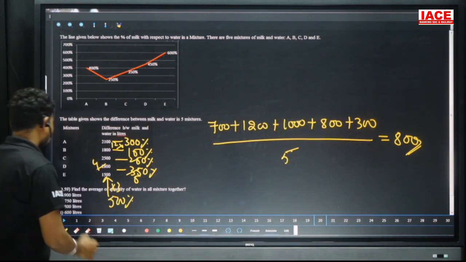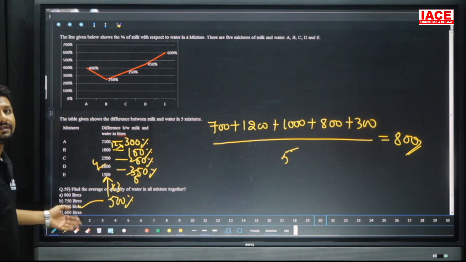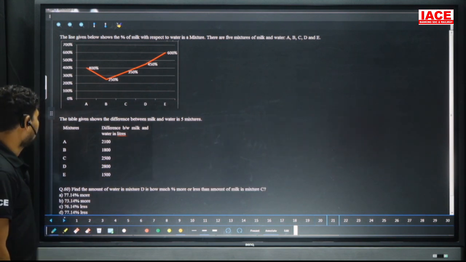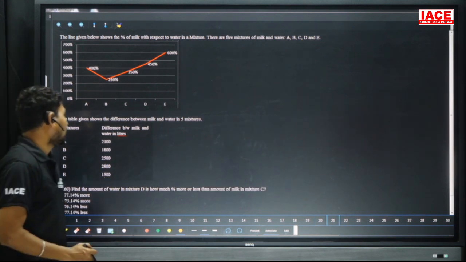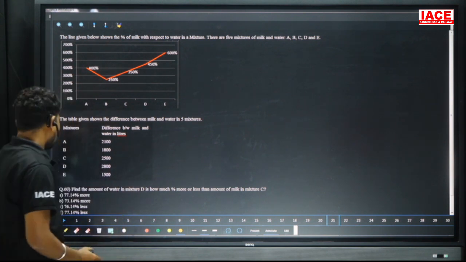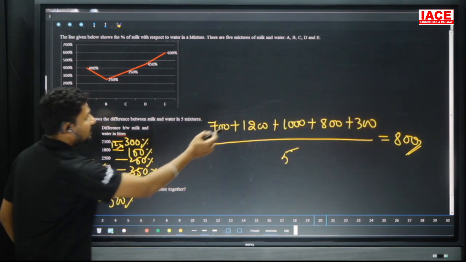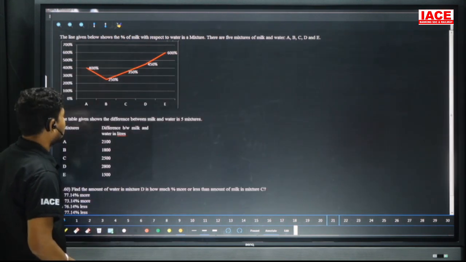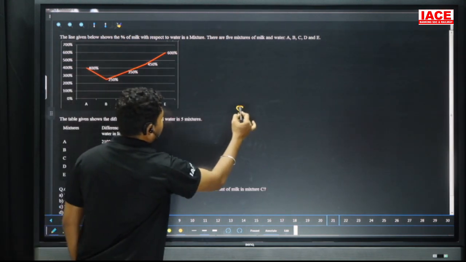Water average is how many liters? 800 liters. Our option is C. Next, find the amount of water in mixture D. Mixture D value is how many liters? 800. In the previous question we found 800.